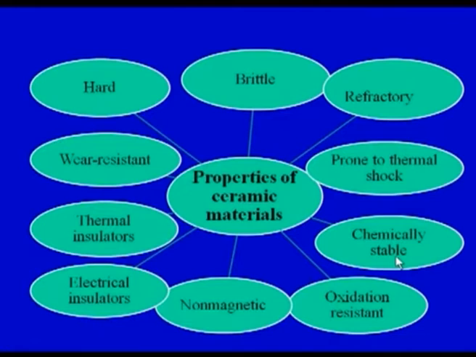Chemically they are stable, that is they are corrosion resistant. They are not prone to chemical attack, means chemical resistance is good, corrosion resistance is good. So, they are chemically stable. Oxidation resistant. So, oxidation of ceramics is not an easy task. Non-magnetic in nature. Electrical insulators. In many electrical engineering applications we see ceramics being used as electrical insulators. Then they are also sometimes used as thermal insulators also, because they have poor thermal conductivity, poor electrical conductivity.